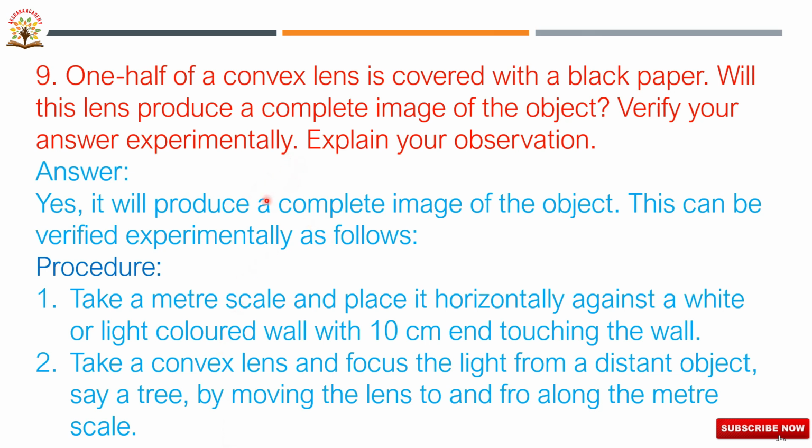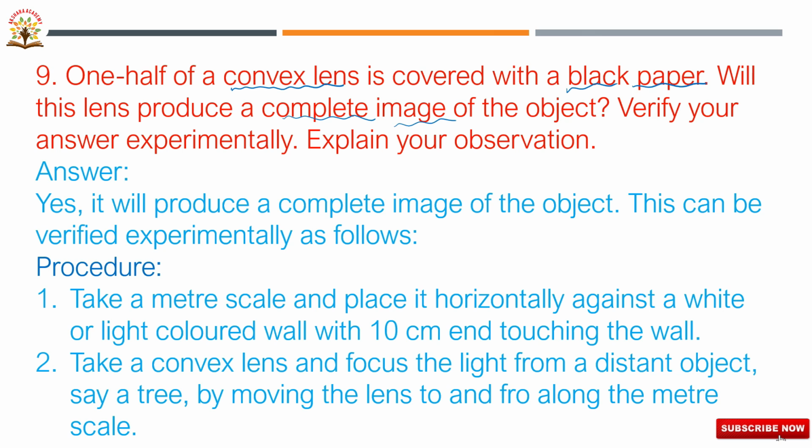Here in this question, they have given one half of a convex lens covered with black paper. Will this lens produce a complete image or not? They are asking. Now we have to verify experimentally. First, yes, it produces a complete image of the object. This can be explained by this experimental verification.